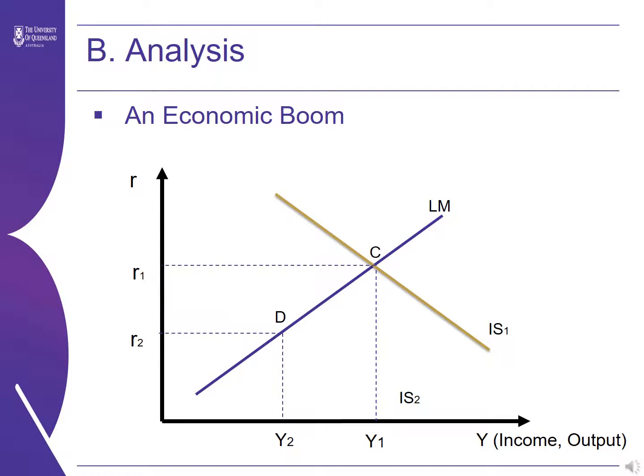What is the impact of increasing tax in the IS-LM model? As we observed in the previous slide, when the government increases tax, planned expenditure and income are reduced. In this slide, the IS curve will shift to the left from IS1 to IS2 and output will reduce from Y1 to Y2. However, the interest rate decreases from R1 to R2.